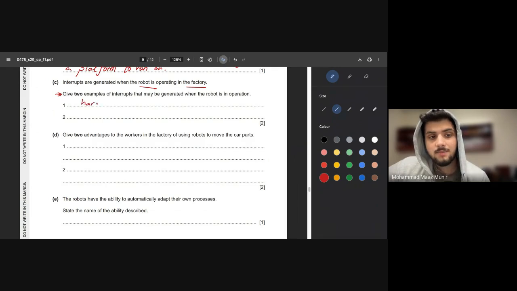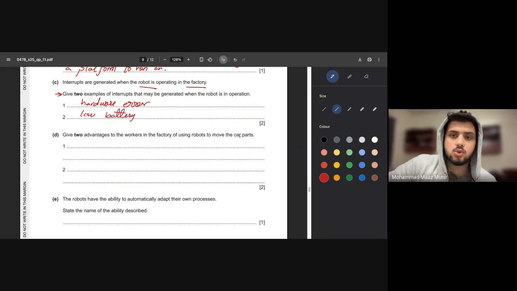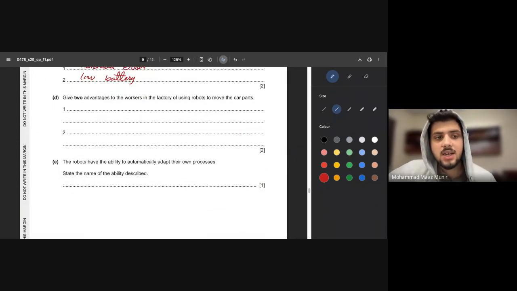So hardware error, and then the other one could be low battery, and you will get a perfect 2 on 2 for writing these two. Then in part D, it's saying that you need to give two advantages to the workers in the factory for using robots to move the car parts.